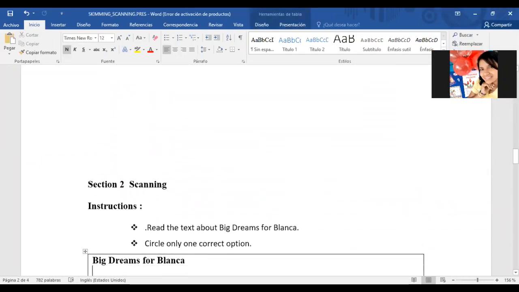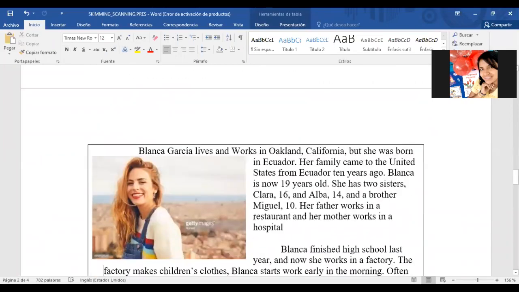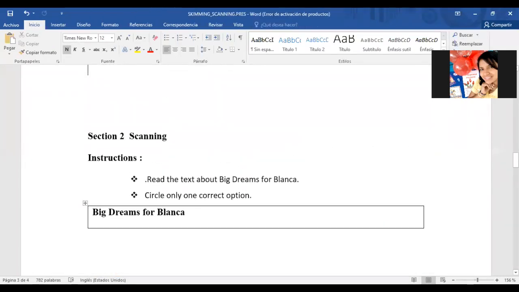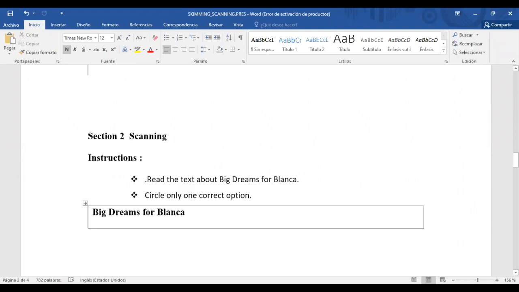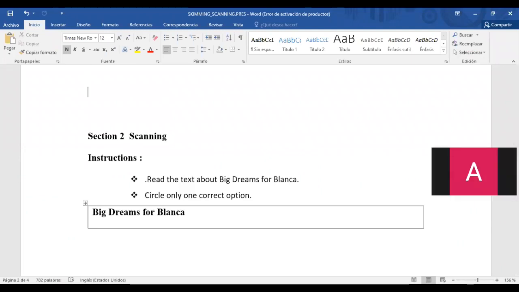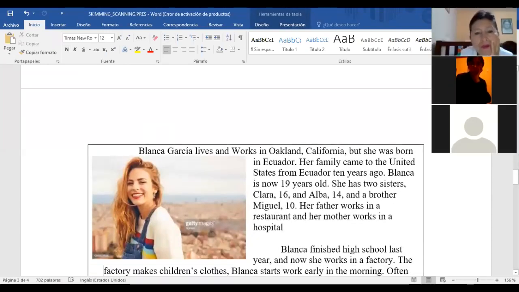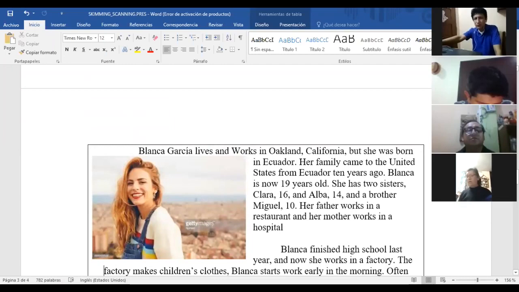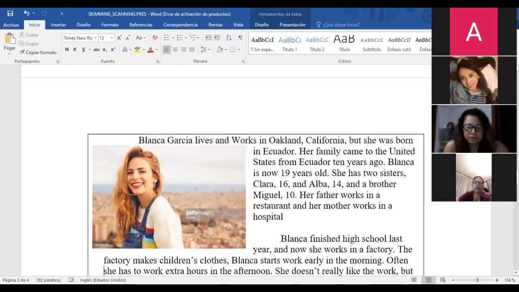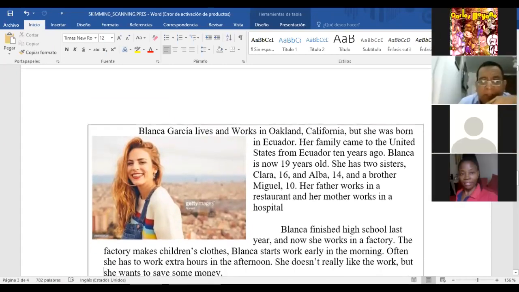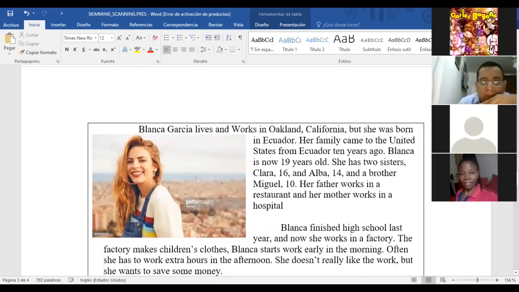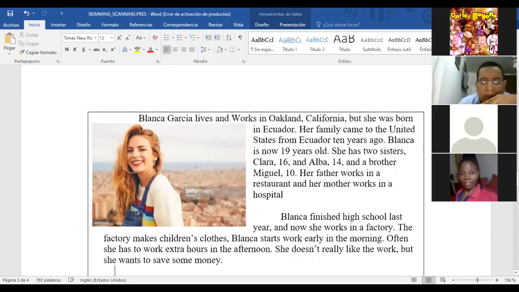Another example, teachers, I'm sorry, for scanning, is when you involve your students in these kinds of activities. I think you are familiar with this. In this example, you have a text with information about a specific person. I would say that this is for basic level, according to the vocabulary I'm reading now.